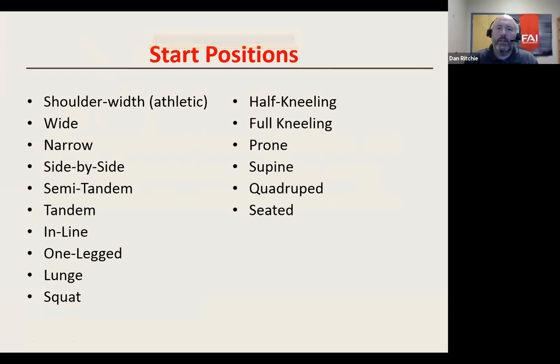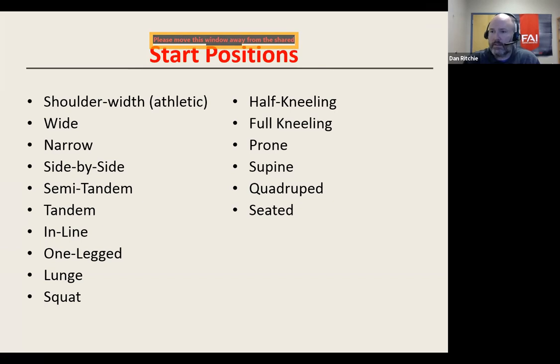Narrow stance is going to be more narrow than shoulder width or athletic stance, all the way into feet side by side. My feet are touching like I'm standing in a tiny little box. Semi-tandem, my feet are staggered. Tandem, my feet are heel toe. In line, so tandem is in line, but then in line, not tandem, would be in a straight line. One leg or single foot.